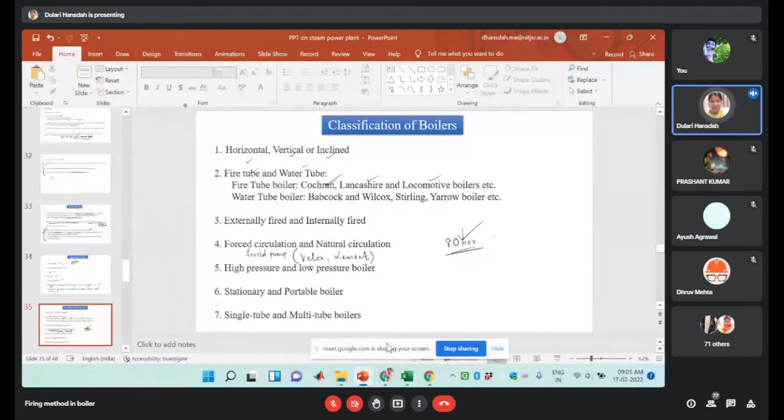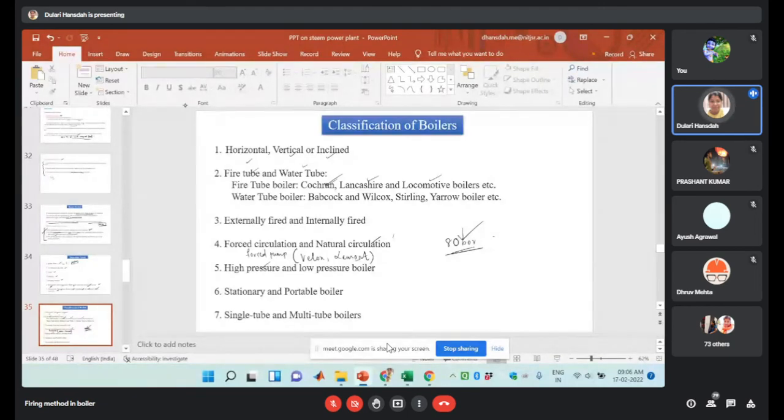Okay, so in natural circulation boiler, the water will move upward with the help of the natural current or convection current, which will be generated by the application of the heat. Natural circulation boiler examples are your Babcock Wilcox boiler, Lancashire boiler and Cochran boiler. So these are the natural circulation boilers. Then high pressure boiler and low pressure boiler, already I have explained just now.